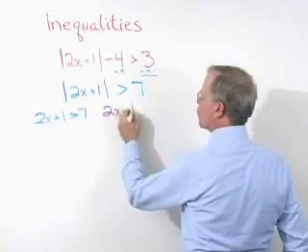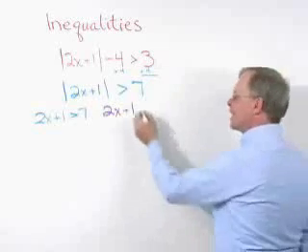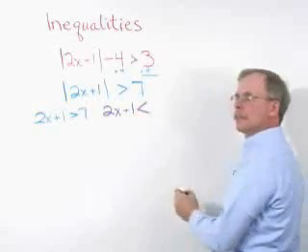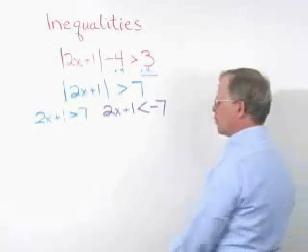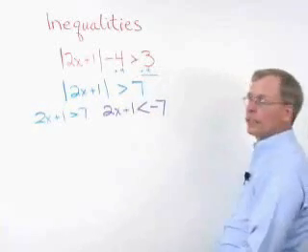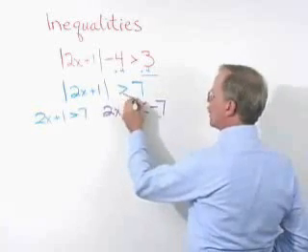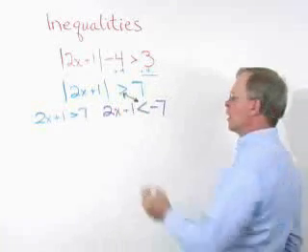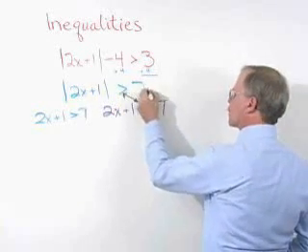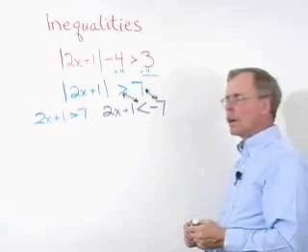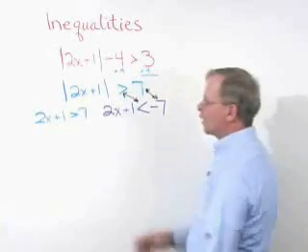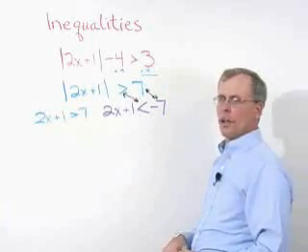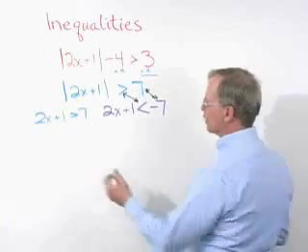2x plus 1 is less than negative 7. So there are 2 changes to make when we write the second version. One is to change the inequality, and the other is to change the sign of the value on the other side of that inequality. This gives us 2 inequalities to solve, and we'll go ahead and do that.